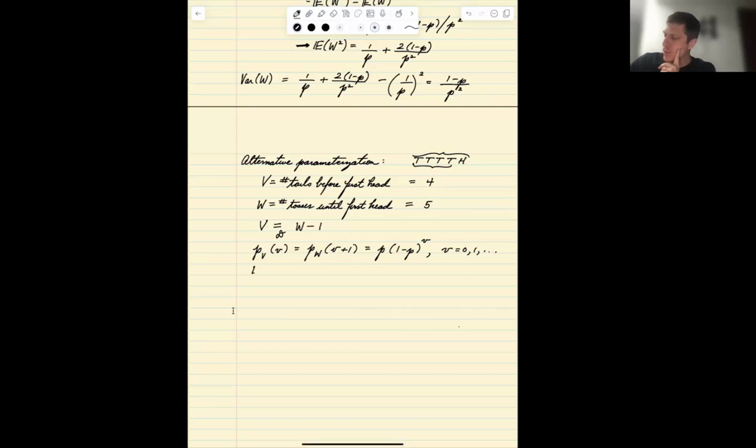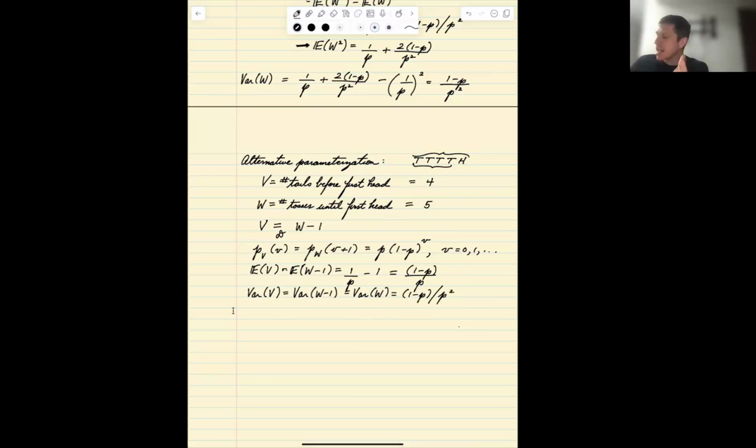The expectation of V is just the expectation of W minus 1, which is 1 over p minus 1. This is q over p. The variance of V is the variance of W minus 1, which is just the variance of W, which is 1 minus p over p squared.